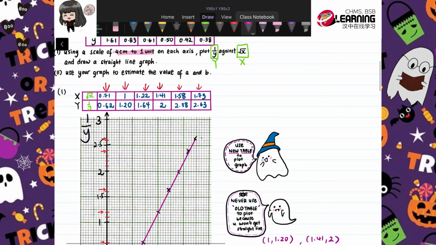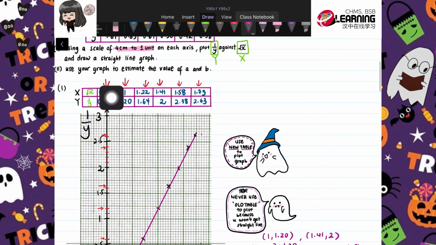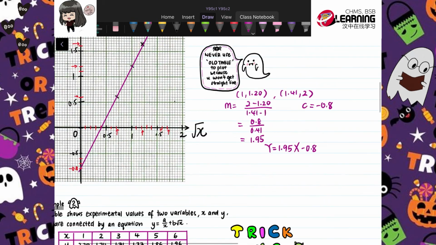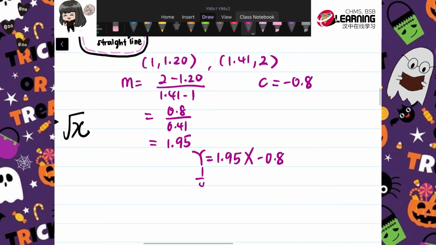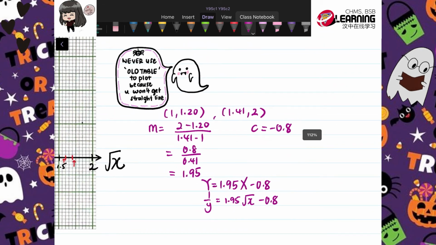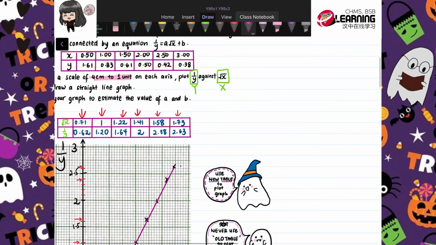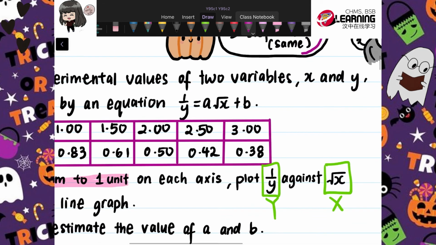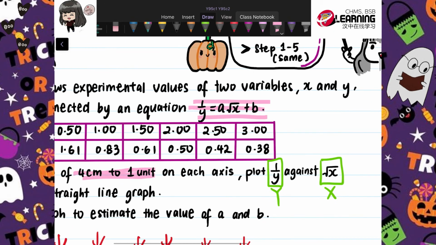So my big X, big Y is square root X and 1 over Y. Okay, it's already from your graph there. So 1 over Y equals to 1.95 square root of X minus 0.8. Okay, so step 4, what is step 4 again? You reduce, right? You reduce from the equation that I give you. Okay, this part is very important. Okay, this part here. So you reduce that one.